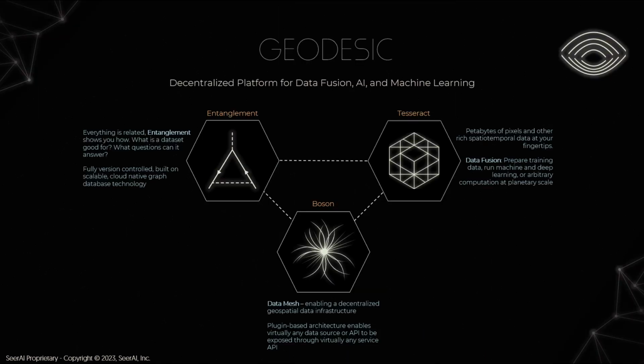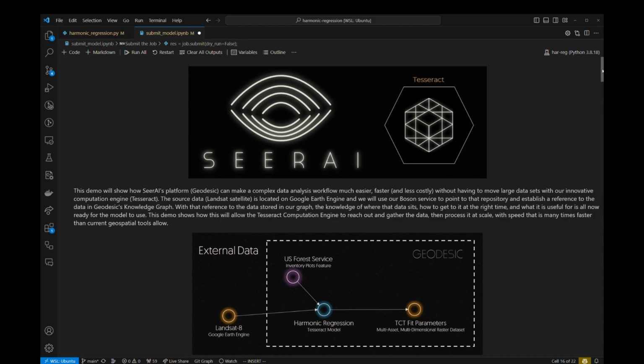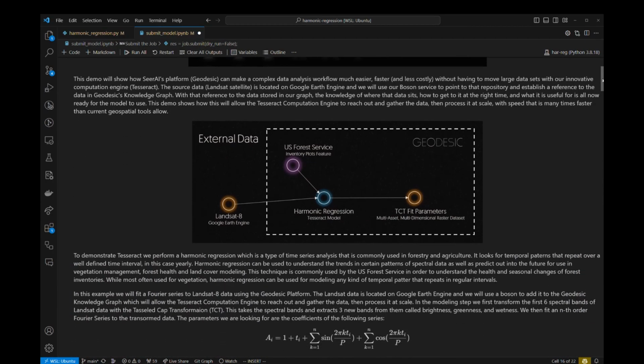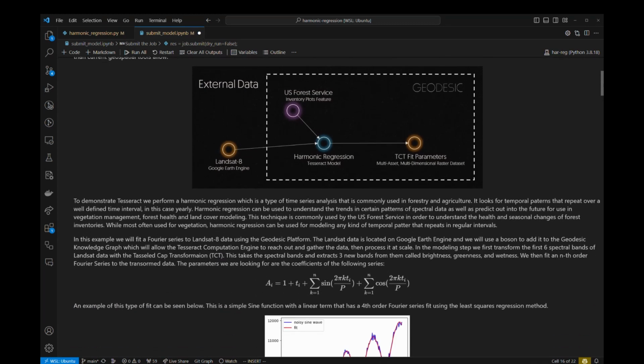Today we are going to talk about how to perform a harmonic regression time series analysis on imagery from Landsat using the Geodesic platform. Geodesic is an analysis and decentralized data platform optimized for spatio-temporal data. We will be using a part of the platform for large-scale compute called Tesseract.